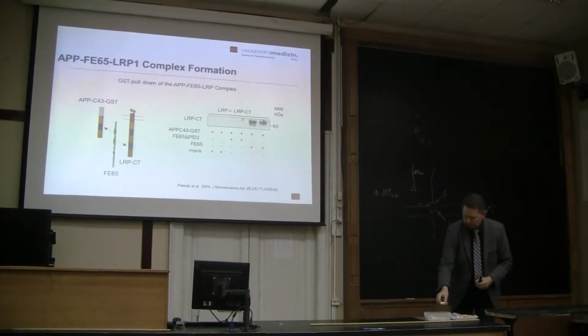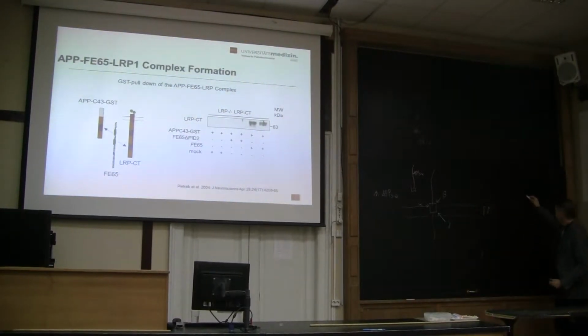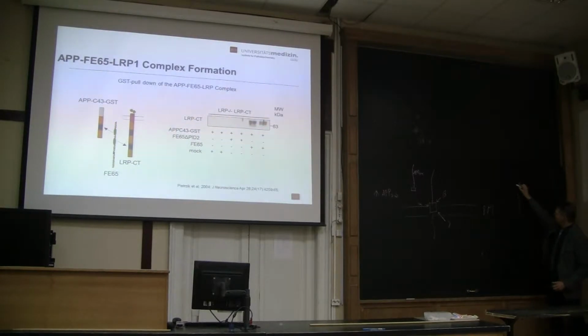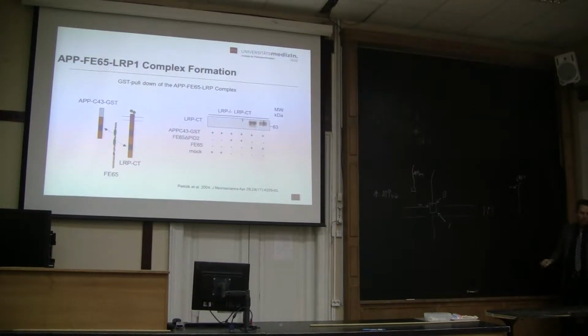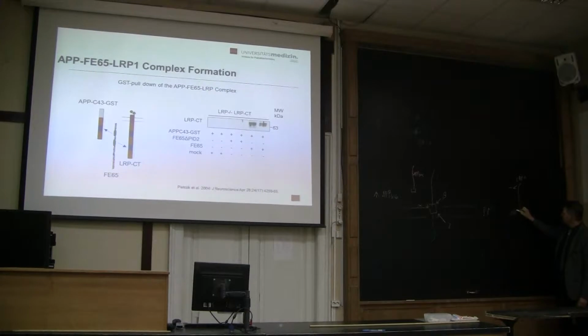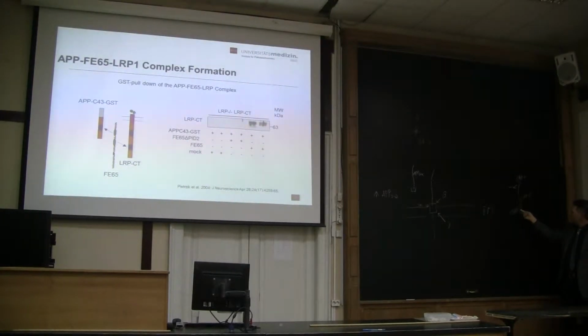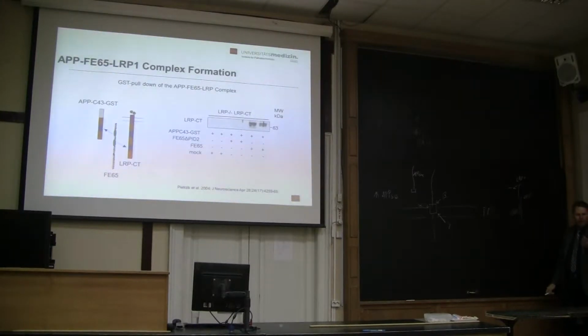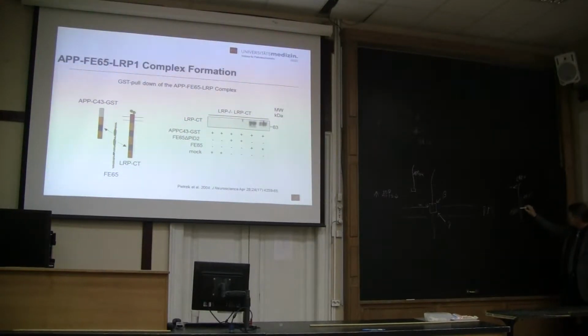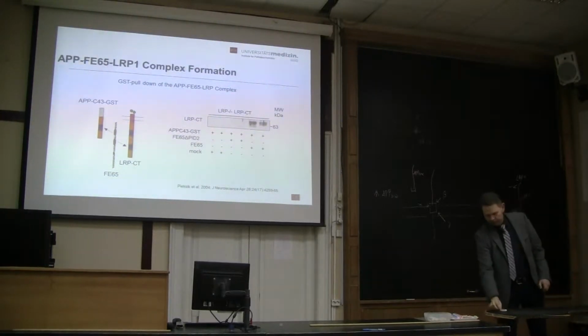But if you think of it, like I explained here, I would come with an antibody against LRP1, right? And then I pull down at the same time Fe65 and APP. But this doesn't mean that Fe65 connects LRP to APP. They just stick all together in one complex. So what we had to prove is that Fe65 is in between there. And that's difficult. So what we did was the following.